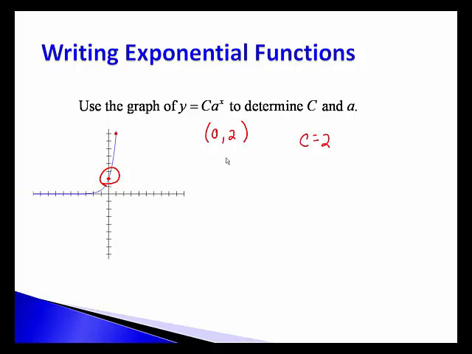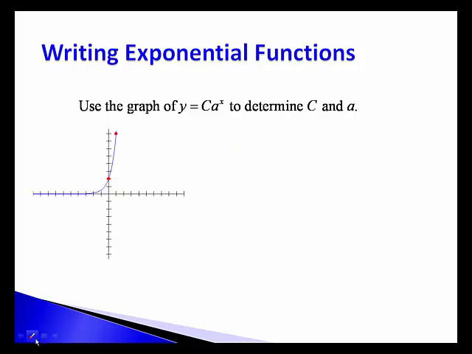0, 2 is one location I know on that graph. What is the other one that I know? When x is 1, what is y? And you may need to count it. 1, 2, 3, 4, 5, 6, 7, 8. Well, let me ask you, what is the factor that takes me from here to here? Well, it's a 4. So I know that a is equal to 4. What would I need to multiply 2 by to get that 8? Well, it's just a 4. So I know that c is equal to 2 and a is equal to 4.